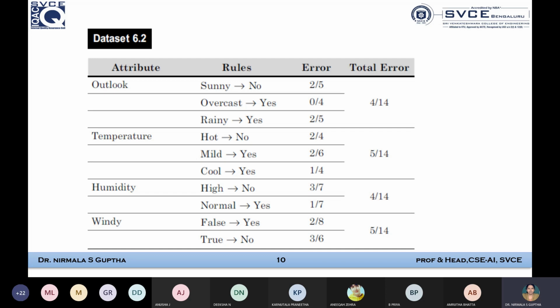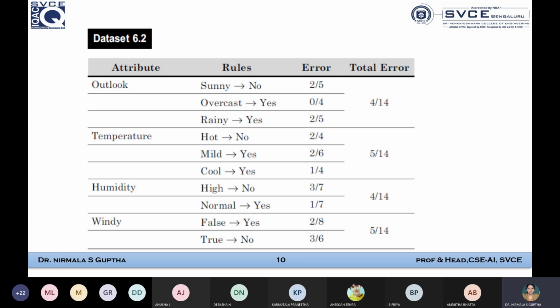By adding up all the error values of the Outlook, there are 4 errors out of 14. That is 4 by 14. In other words, Outlook gives 10 correct decisions out of 14, because 14 minus 4 is 10, and 4 are incorrect decisions.